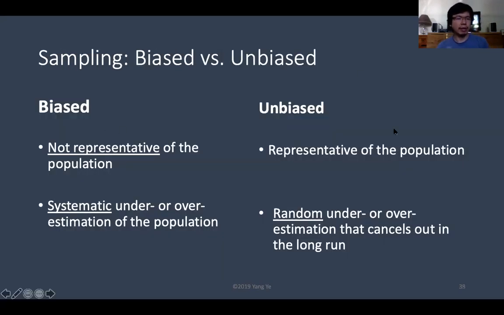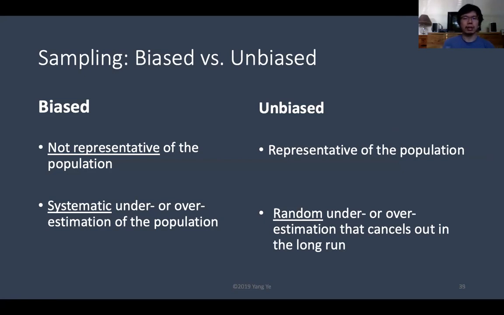So a biased sample is not representative of the population, right? You select one big circle, one shape, a circle each, but the overall distribution within the sample is not the same as the distribution of those circles in the population. And it was systematically overestimated. In this case, we overestimated the population. An unbiased sample tends to be more representative, and random.